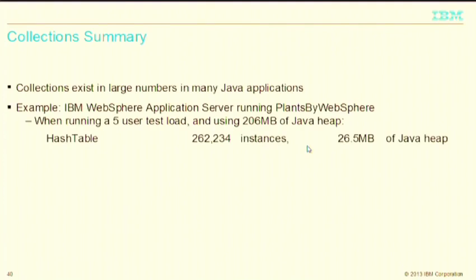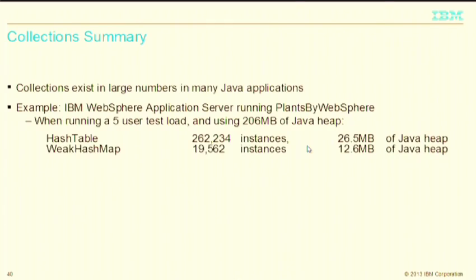So what we found was there were 262,000 instances of HashMap being used at that point in time. And the total memory used by the hash table and the hash table entry objects was 26.5 meg. That doesn't include the useful data stored inside it. That's just the overhead of the hash table objects and the hash table entry objects.